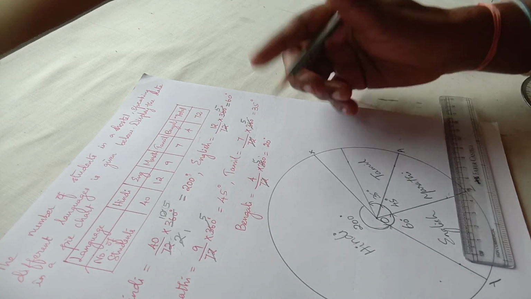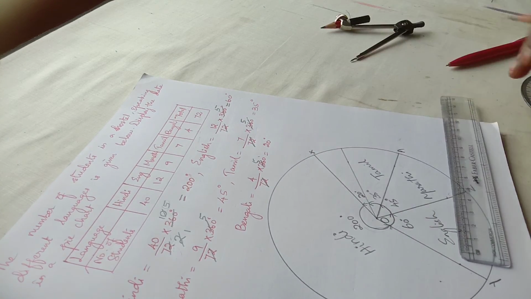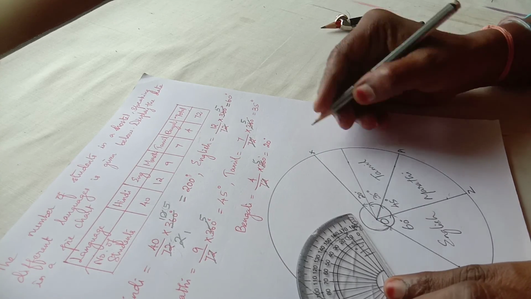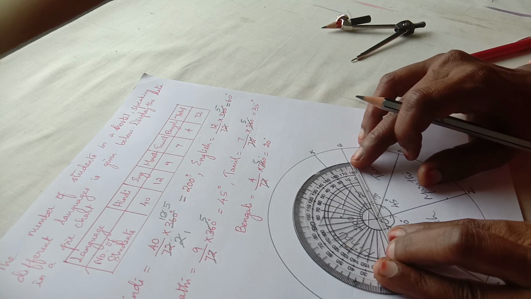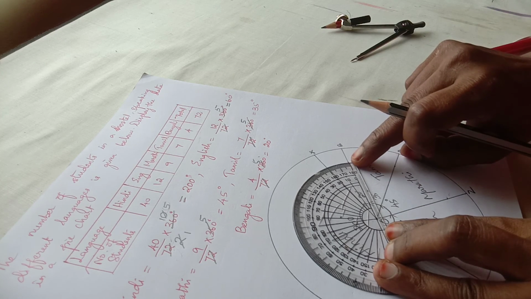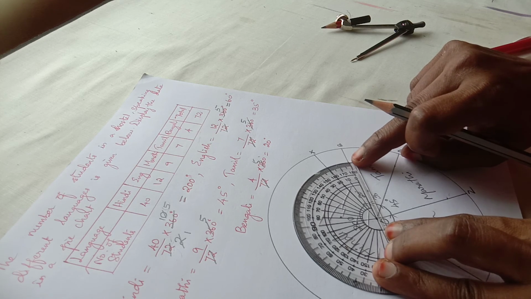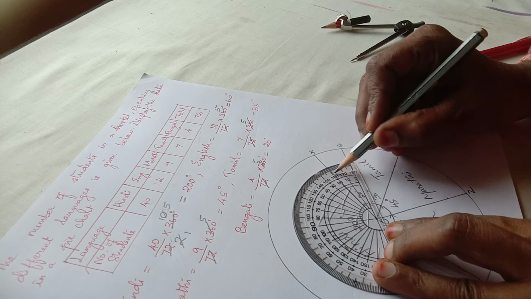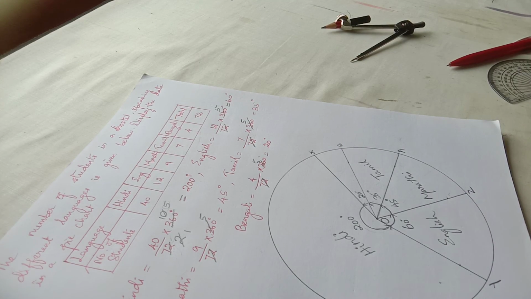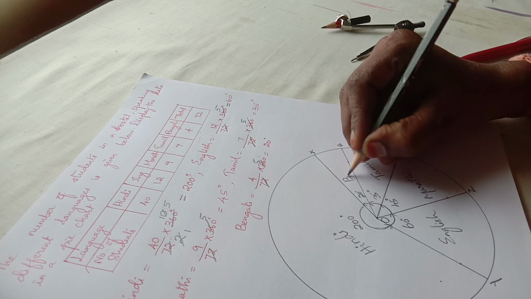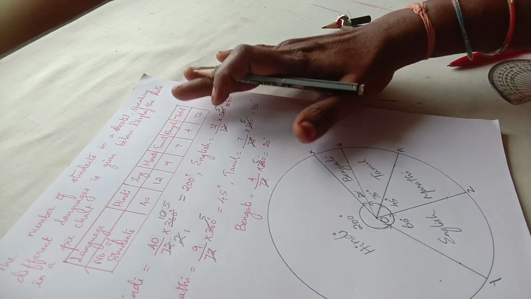And finally, the final one, Bengali, 20 degrees. You can even verify. Now let's name this OB. You keep the protractor on OB, with the baseline of the protractor placed correctly, and you are getting exactly 20 degrees. See how correctly the line is crossing 20 degrees. And this is Bengali. That's all, we constructed a pie chart to represent this data.